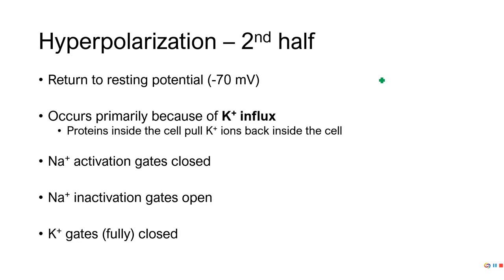And because there are a lot more potassium leak channels than sodium leak channels, returning back to rest is due primarily to potassium going back into the cell through the leak channels. Nothing happens with the gates except that these gates are fully closed. We get back to rest, and then the neuron waits until a stimulus causes it to get from negative 70 back up to negative 55.